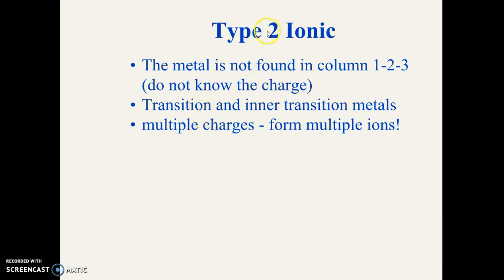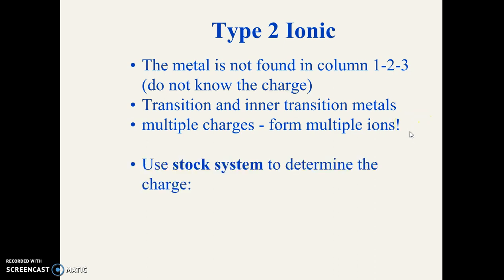And what's cool about them is they form multiple ions. They don't just form one ion. Everything in column 1 only forms a 1+. Everything in column 2 only forms a 2+. These guys might form a 5+, a 4+, a 6+. We do know they're all positive because they're metals, but we don't know exactly what charge they form. So we have to use a different system with them.